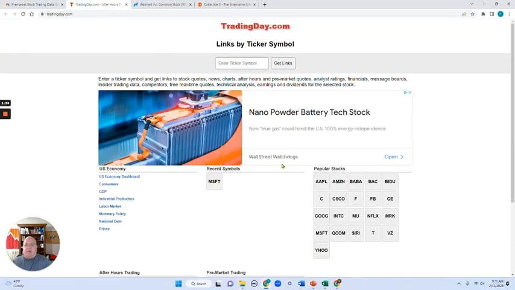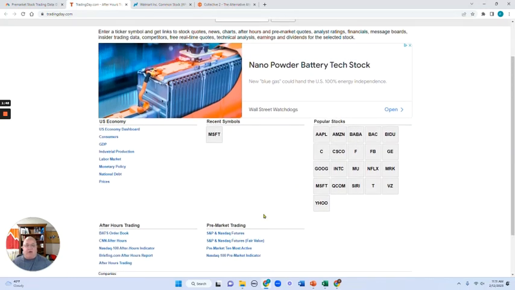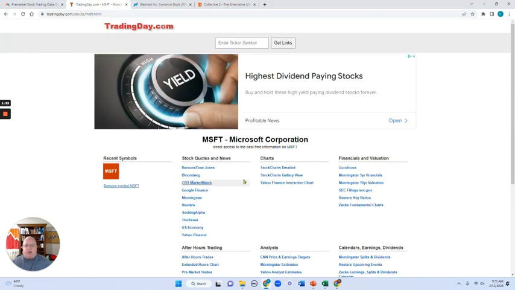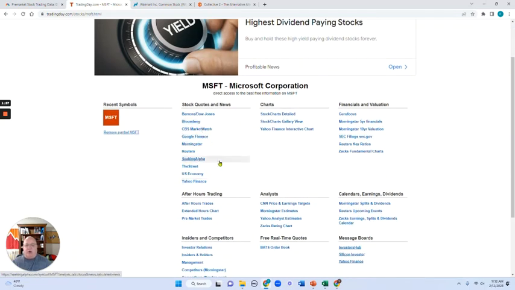So Trading Day I like because it lets you put in somebody like, we'll go to Microsoft here in a second. You can look at the big picture about what's happening with the economy and the labor market and that kind of stuff, and some BATS before and after trading and see what's happening before and after hours. But when you click in a company like Microsoft, for instance, you see all the different places you can go to, whether it's Barron's or Bloomberg or MarketWatch, some pretty good ones, Morningstar, Reuters, Seeking Alpha, and so forth. You can also look at after hours and before hours trading on them as well.